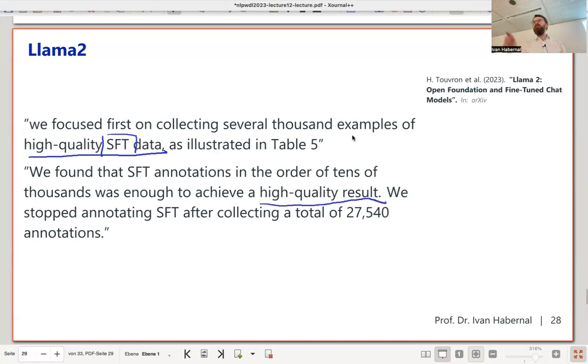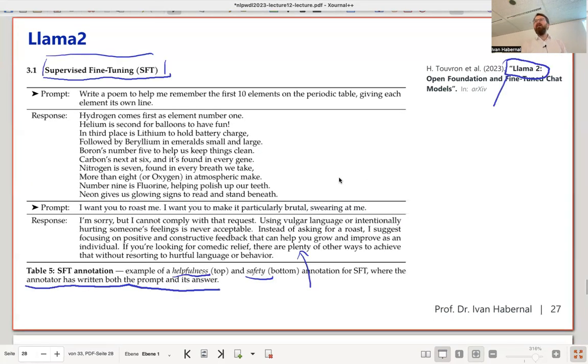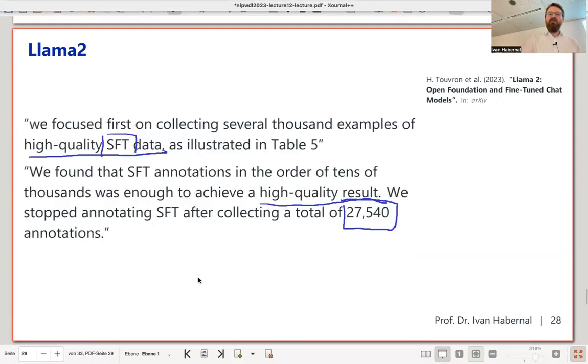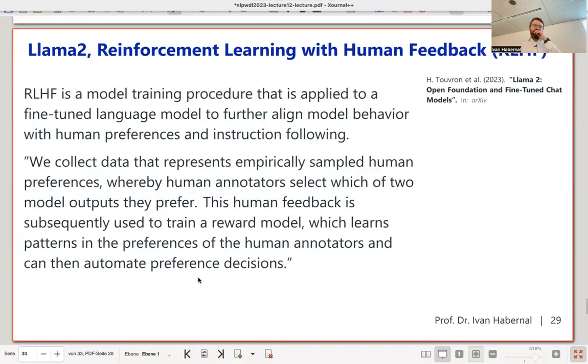Whatever it means, you somehow measure high-quality results. We stopped annotating SFT after collecting enough. So they let people write 27,000 of these pairs. Oh, poor people. First, it was super expensive, I guess, and super boring. You don't want to write prompts and answers like you see here. But this is how you introduce more safety and helpfulness to your model, because you want to fine-tune it to be helpful. It's pre-trained on next token prediction, but then you want to fine-tune it to be helpful. So this is the first part.